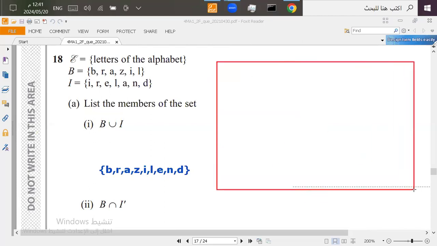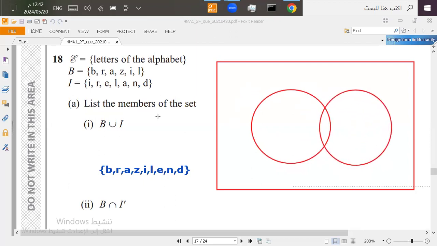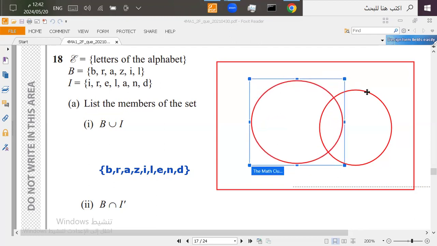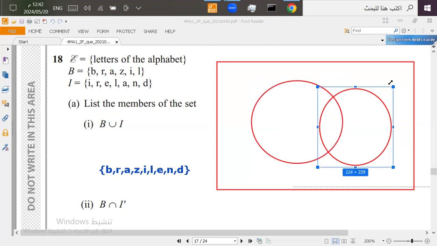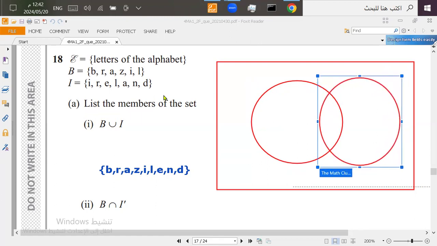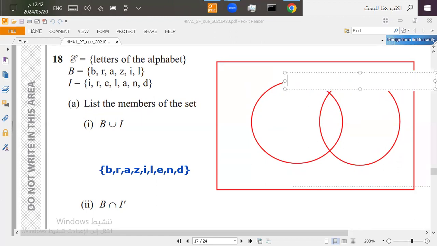This is Venn diagram. It has 2 circles. Let's put the circles. And then we will put all the letters. These are the circles. Let's make them bigger. Okay. Now, let's fill them with the letters. Let's say this is set B here. This is B. And this is I. And this is the universal set, okay? Universal set.